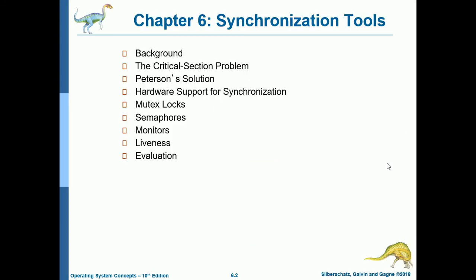So the contents of this chapter are background, the critical section problem, the Peterson solution, hardware support for synchronization, mutex locks, semaphores, monitors, liveness, and evaluation.